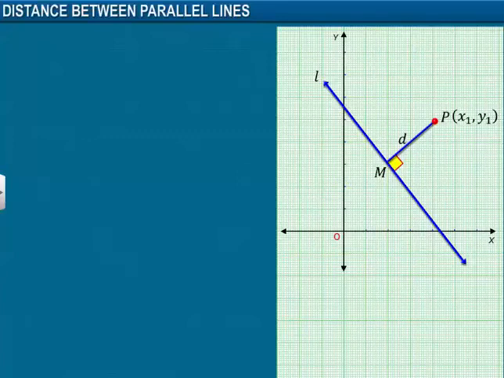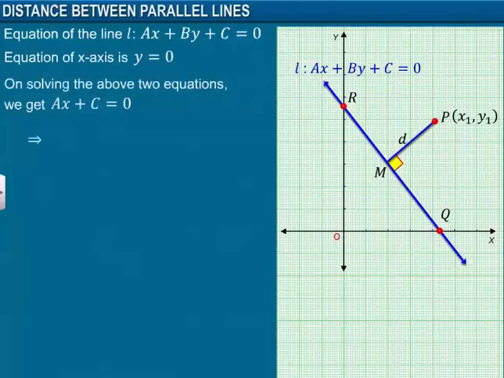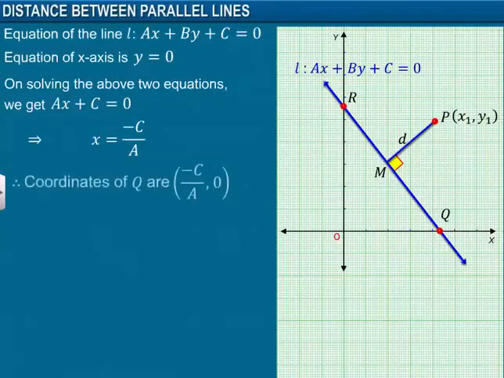Let line L be represented by the general equation of a line AX plus BY plus C is equal to 0. Let the given line intersect the X and the Y axis at points Q and R, respectively. The coordinates of point Q are obtained by solving the equation of the line and the equation of the x-axis. That is, y is equal to 0. On solving, we get the coordinates of point Q as minus c upon a, 0.